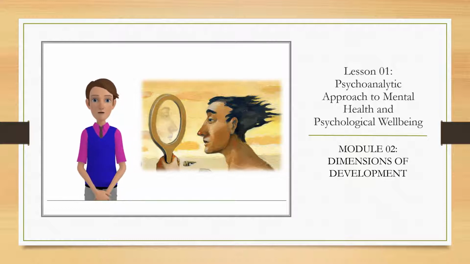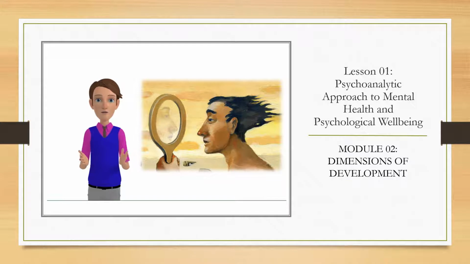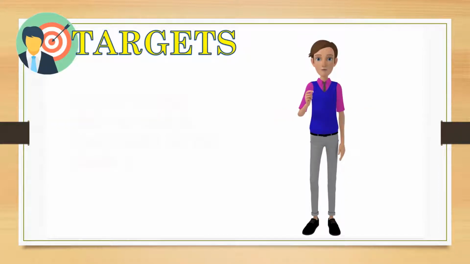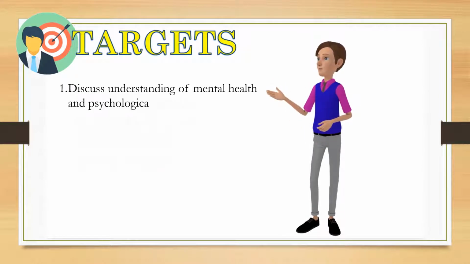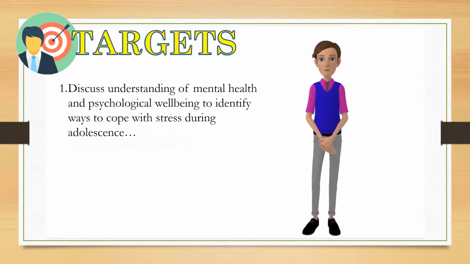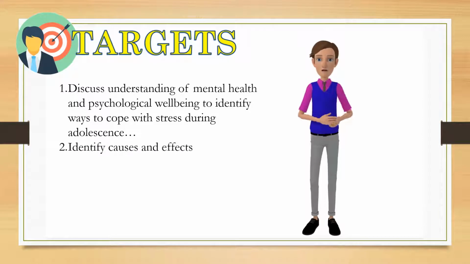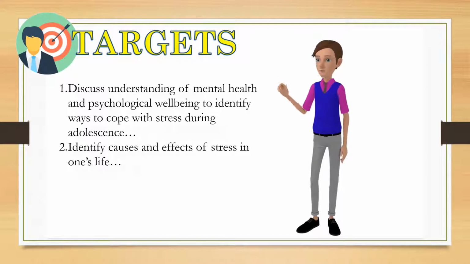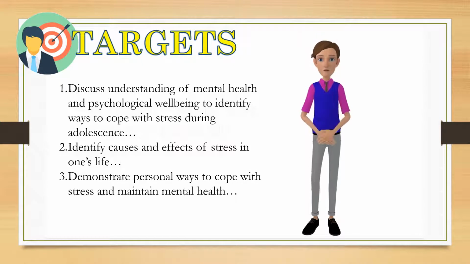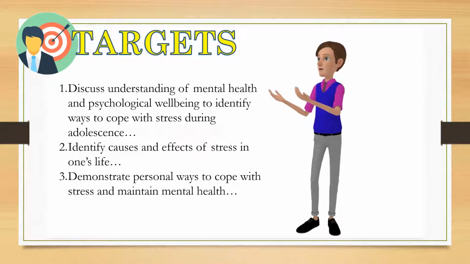In this lesson, we will look into mental health and psychological well-being in the light of psychoanalytic therapy based on Sigmund Freud's theory. Here are the most essential learning competencies for this lesson. 1. Discuss understanding of mental health and psychological well-being to identify ways to cope with stress during adolescence in the context of psychoanalysis. 2. Identify causes and effects of stress in one's life in the context of psychoanalytic therapy. 3. Demonstrate personal ways to cope with stress and maintain mental health. Let these objectives be achieved as we discuss the lesson.